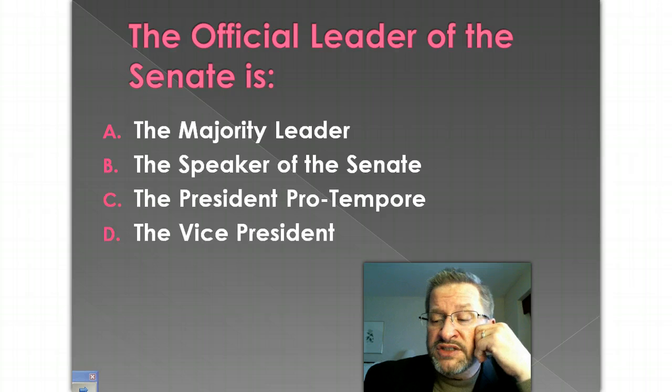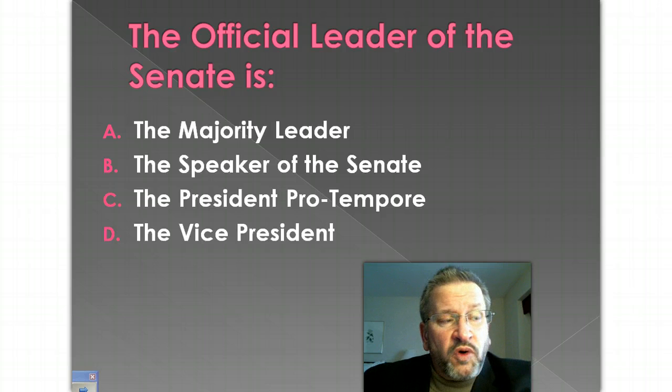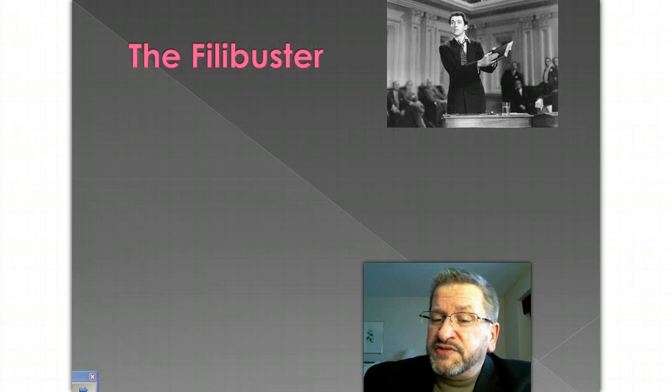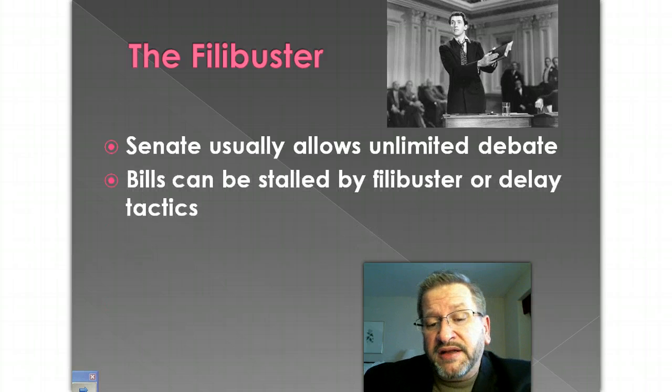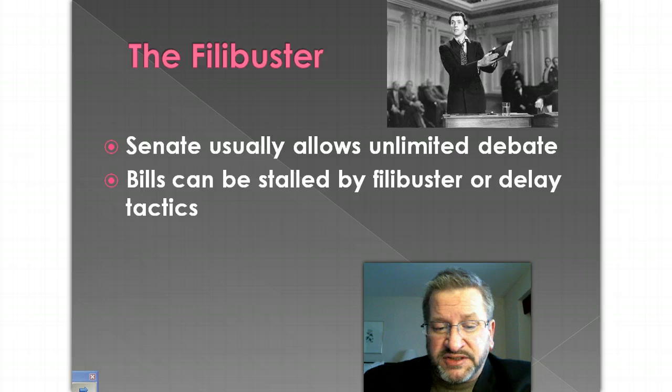However, the person that runs the Senate floor and runs the meetings is the President pro temp. The only time the Vice President shows up as the official leader of the Senate usually is to break a tie. Most of the time, the Vice President does not run the meetings, does not run the floor of the Senate. Another difference in the Senate is because they don't have a Rules Committee, usually there can be unlimited debate. And because of that, bills can be stalled because of a filibuster or that delay tactic. And you all remember probably Jimmy Stewart in Mr. Smith Goes to Washington in his famous filibuster.